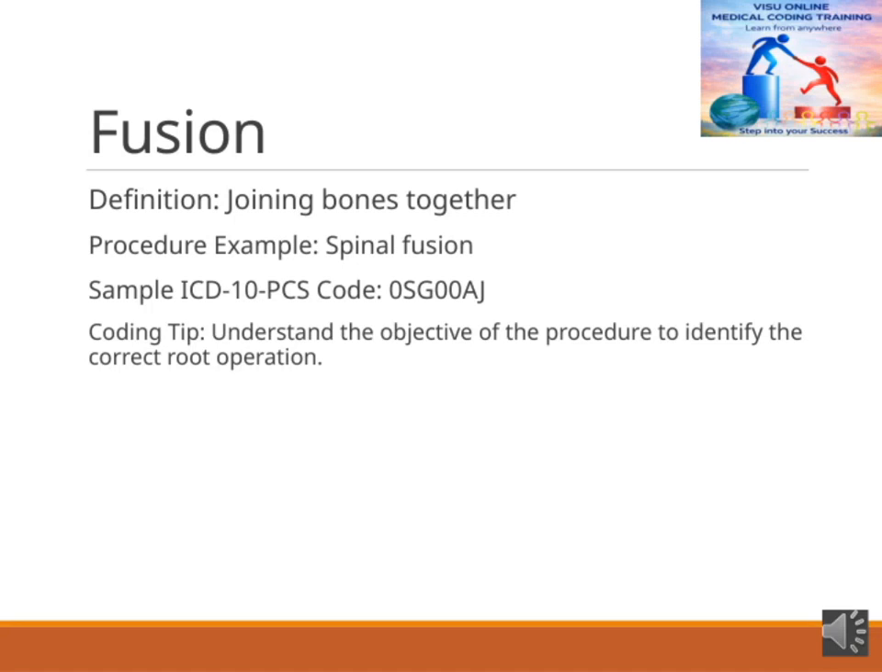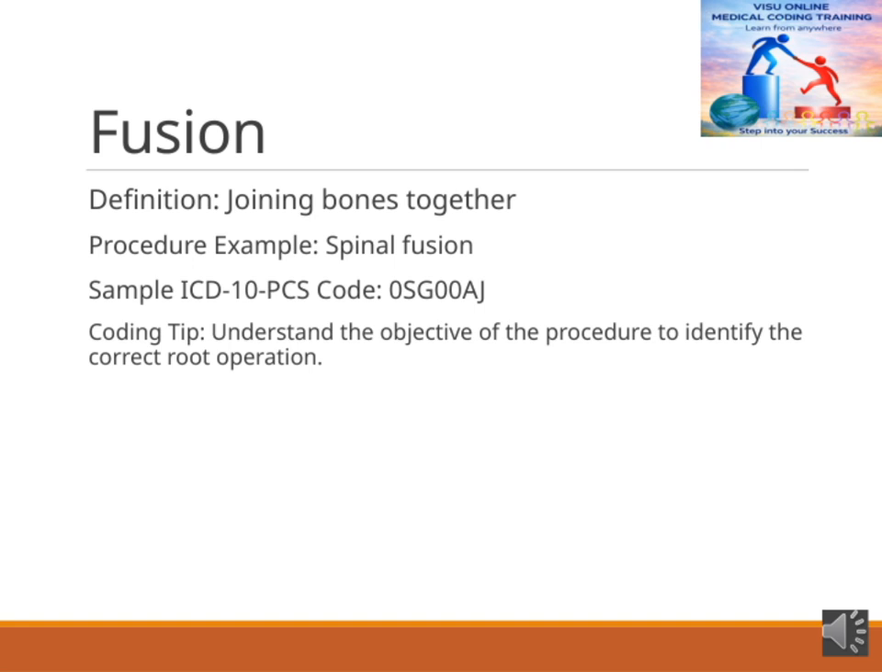Now, let's take a closer look at the concept of fusion. Essentially, fusion is the process of joining bones together. It's a common surgical procedure used to stabilize parts of the spine or other bones that need to be fused for better support or to alleviate pain. An example of this procedure is spinal fusion, which is often performed to treat conditions like degenerative disc disease or spinal instability. When coding for these procedures, we use specific codes, such as the ICD-10 PCS code 0SG00AJ, to accurately reflect what was done.